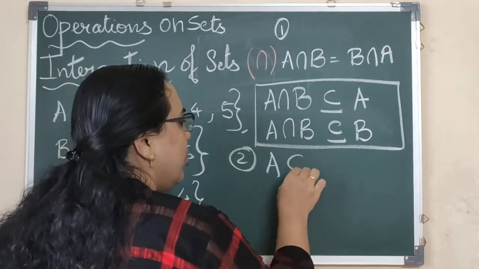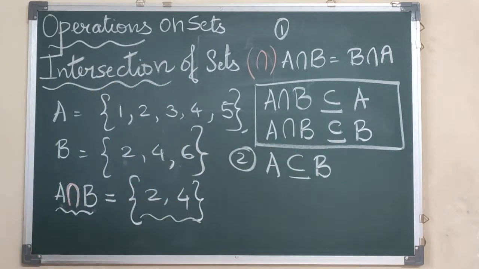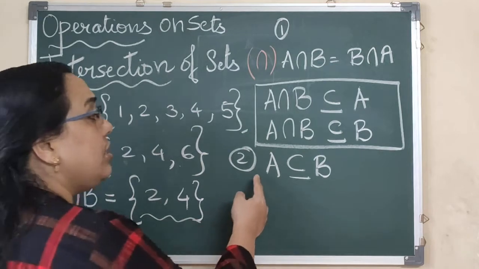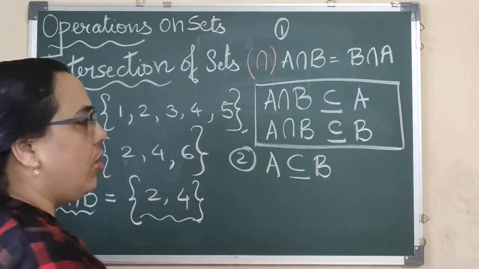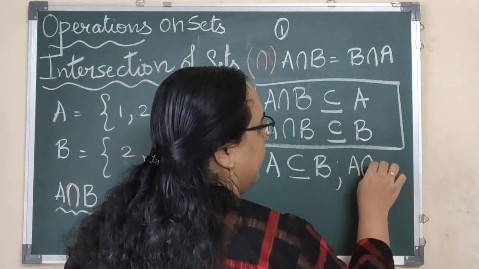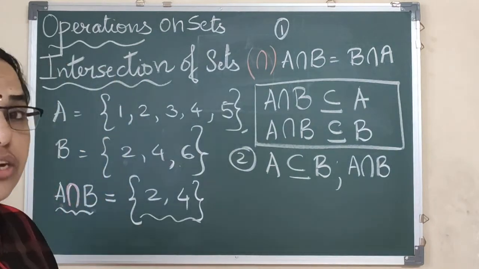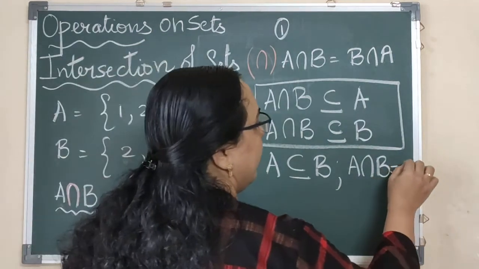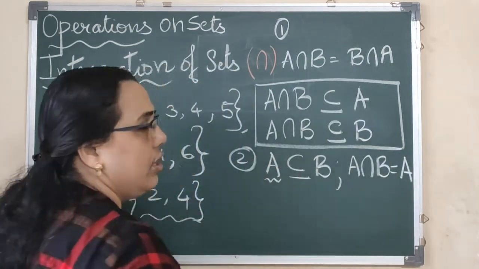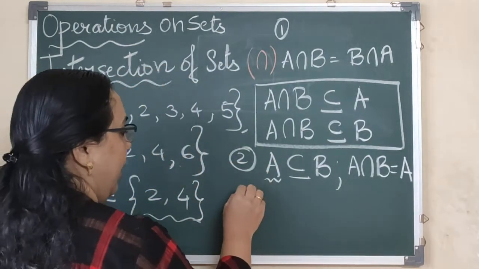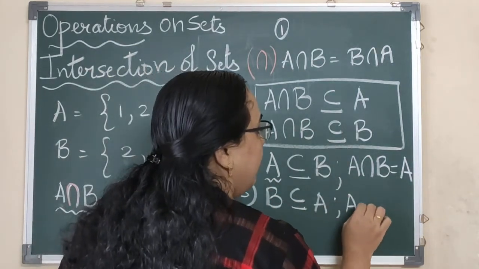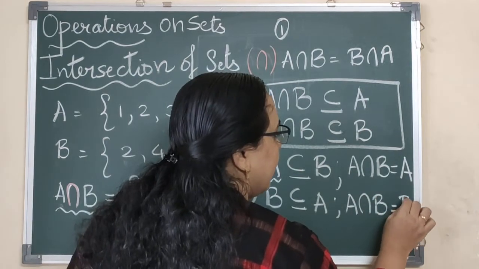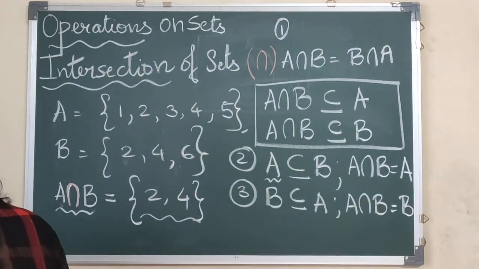If A is a subset of B, but here it is not happening, but if A is a subset of B, which is the smallest set among the two? Very correct, A is the smallest set. So what is A intersection B? A intersection B is nothing but the set A, always the smaller set. Same way, if B is a subset of A, then what would be A intersection B? Yes, it will be the set B.